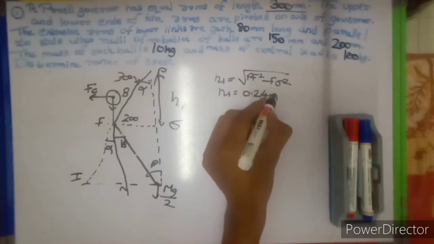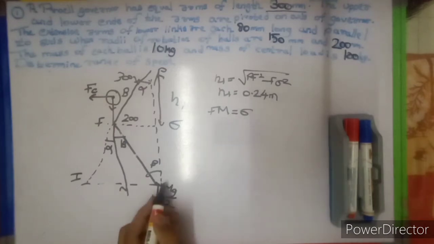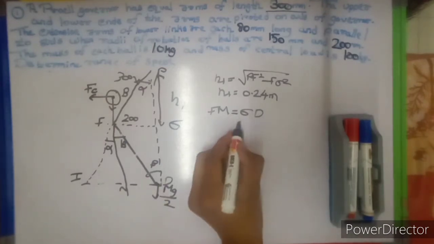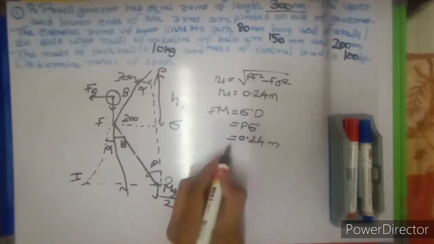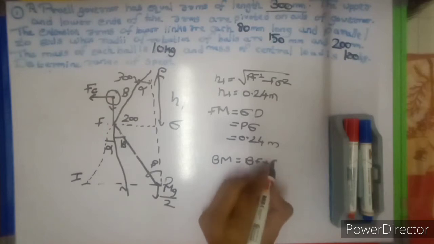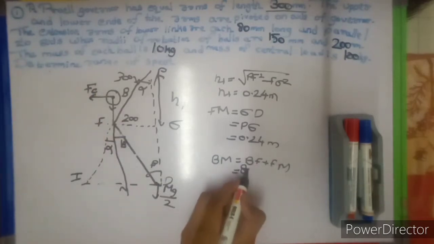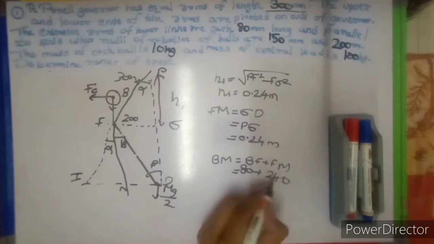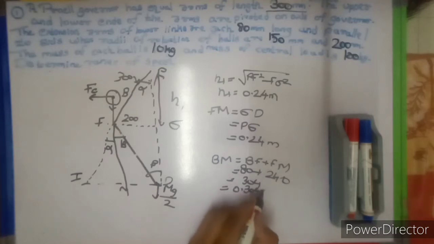So that is 0.24. So again same thing, FM is equal to GD is equal to PG is equal to 0.24 meter. So what is BM? BF plus FM. So BF is 80, so 80 mm, sorry, plus 240 mm. So 80 plus 240, what is it? 304. So it is 0.304 meter.